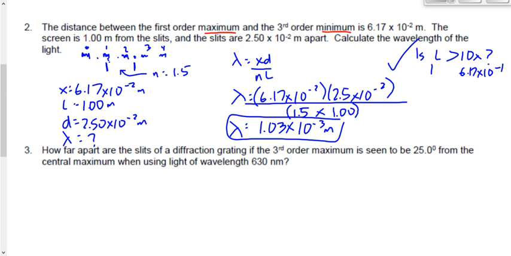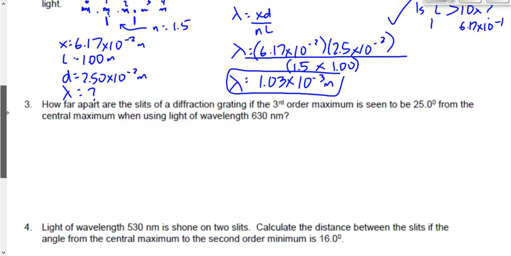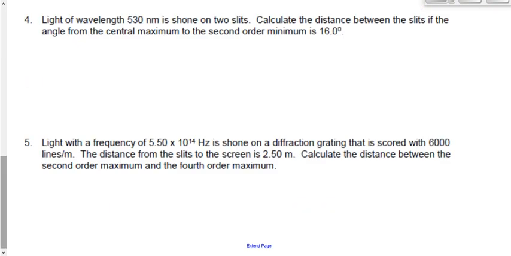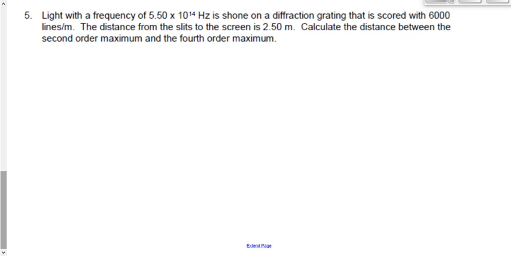Okay, number 5 is next. This one says light with a frequency of 5.5 times 10 to the 14 hertz is shown on a diffraction grating that's got 6,000 lines per meter. What's the distance between the second order maximum and the fourth order maximum? Okay, let's get that first. Central, first, second, third, fourth order maximum. Second order and fourth order, we'd say n would be 2. 4 minus 2 is 2.